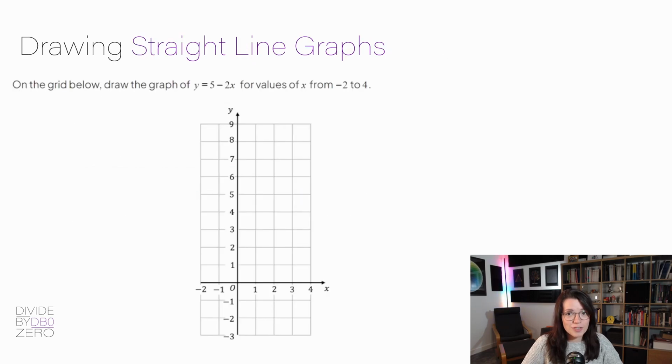Let's start with drawing straight line graphs using the gradient. In the previous video, I showed you how you could draw a straight line graph using a table of values, and this is an easy way to do it, but it does take a bit of time. So this way is a shortcut method.